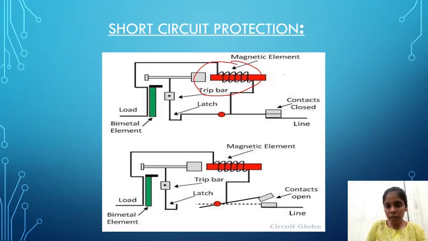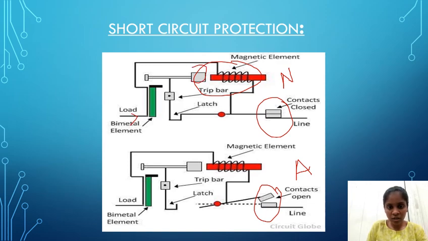The upper one is the normal condition and this is the abnormal condition. The main difference you need to notice is at the contact. This is the contact closed and this is the contact open. In the normal case, when the current is flowing from here, this is called the plunger.